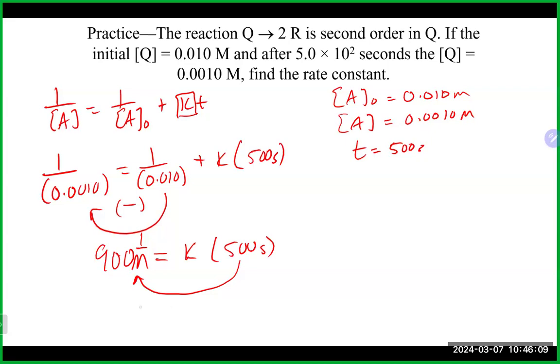There we go. We'll end up with 1.81 over molar seconds as our rate constant. Obviously here I forgot to put my M's there. We've got 1 over M basically. Any question on that one there? So once again, you do need to know these equations, yes, the units associated with them, the graphs, and the half-life equations. Any questions on that? Okay.